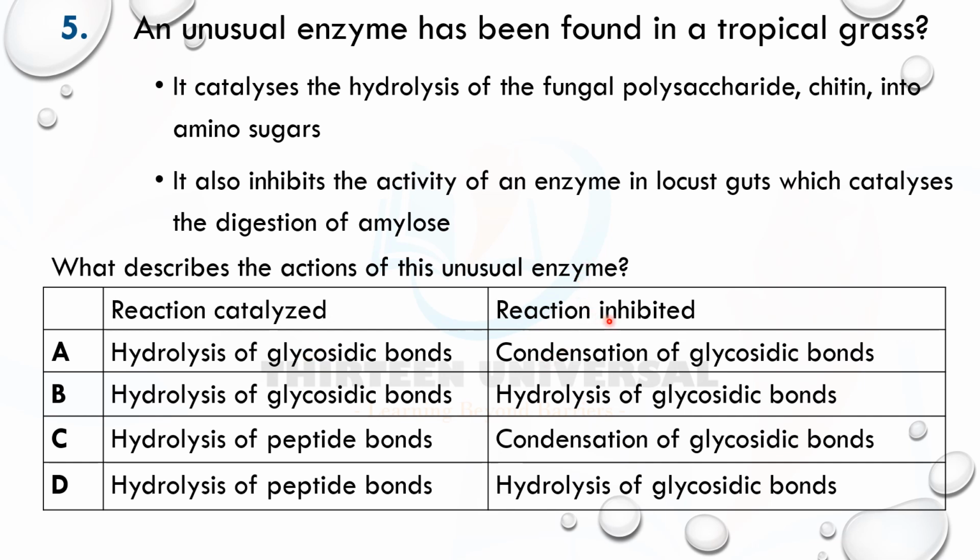Let's come to reactions inhibited. Look at what I said, the second one. It also inhibits activity of an enzyme in locust which catalyzes digestion of amylose. Amylose is a polysaccharide. Digestion of amylose is hydrolysis of glycosidic bonds, not condensation. So it catalyzes hydrolysis and inhibits hydrolysis. So the answer is B.